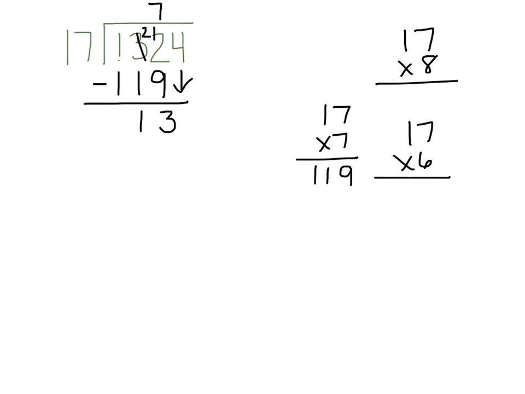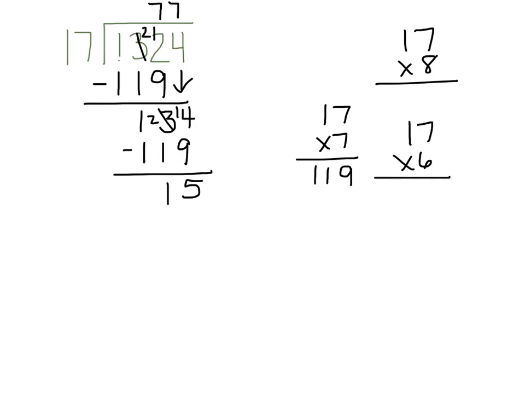So I'm going to bring down my 4, and now I have to ask myself, how many times does 17 go into 134? Well, as it turns out, it's going to be 7 again. That's the closest number. So I'm going to do my subtraction again. That's 2. That becomes 5 and 1. Does 17 go into 15?